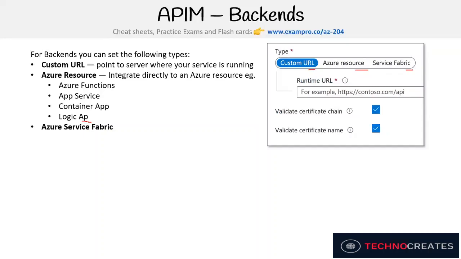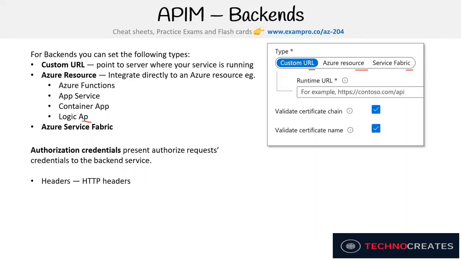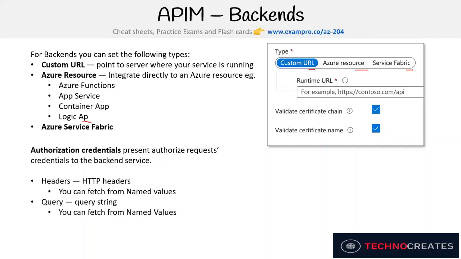Okay. We have some additional options here. So we can authorize credentials that present requests credentials to the backend service. There are options like headers, so that's HTTP headers. We can fetch from named values. We can query based on query string. You can fetch from named values there as well.